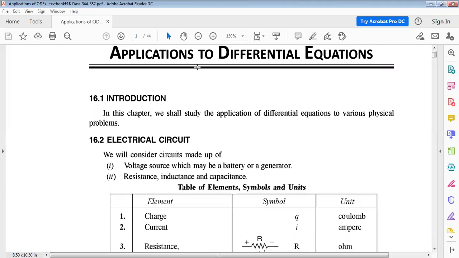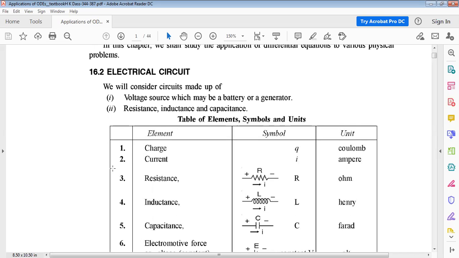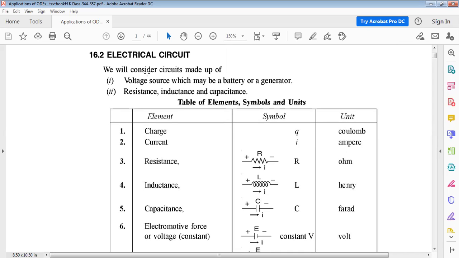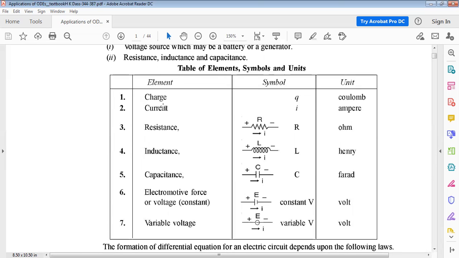So in this chapter we'll study the application of differential equations to various physical problems and electrical circuits. As engineering students, you must know about these circuits. We will consider a circuit made up of a voltage source, which may be a battery or generator, resistance, inductance, and capacitance. There will be two parts, and in designing with this, there are seven elements to combine the circuit.